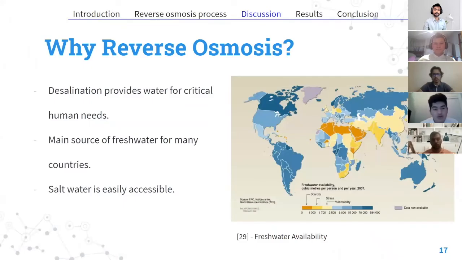So why do we choose to talk about reverse osmosis and desalination? This provides a key solution to UN Goal 6 of clean water and sanitation, and potentially provides a sustainable source to millions for critical human needs. It can be a main source as salt water is easily accessible, and 97% of water is salt water. This graph here shows how important it is to provide water as it represents the size of water scarcity.